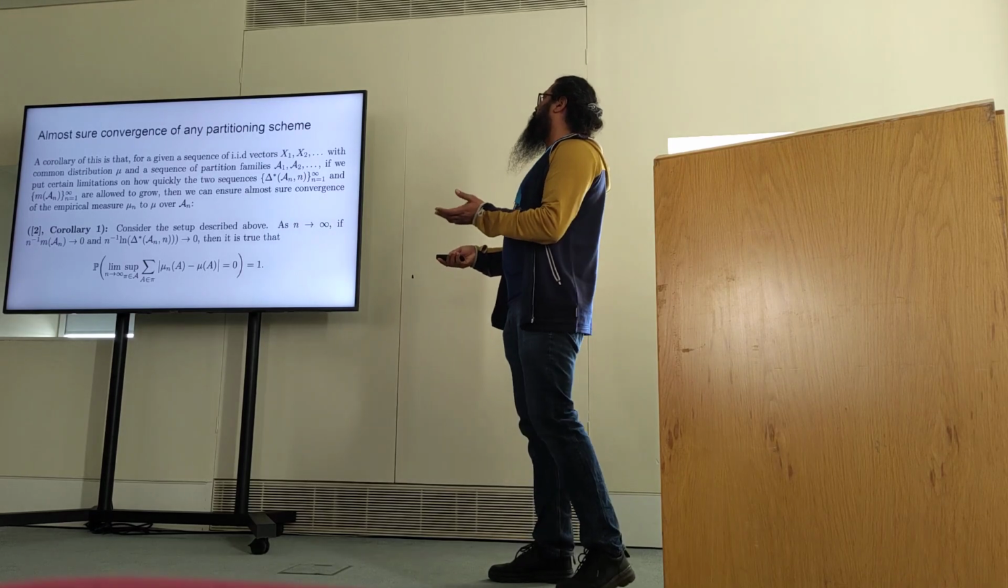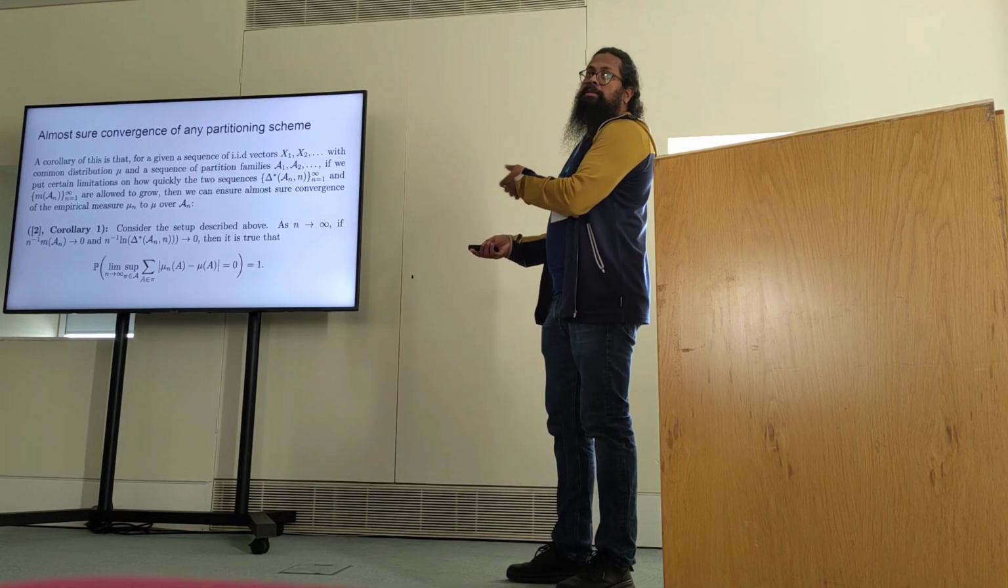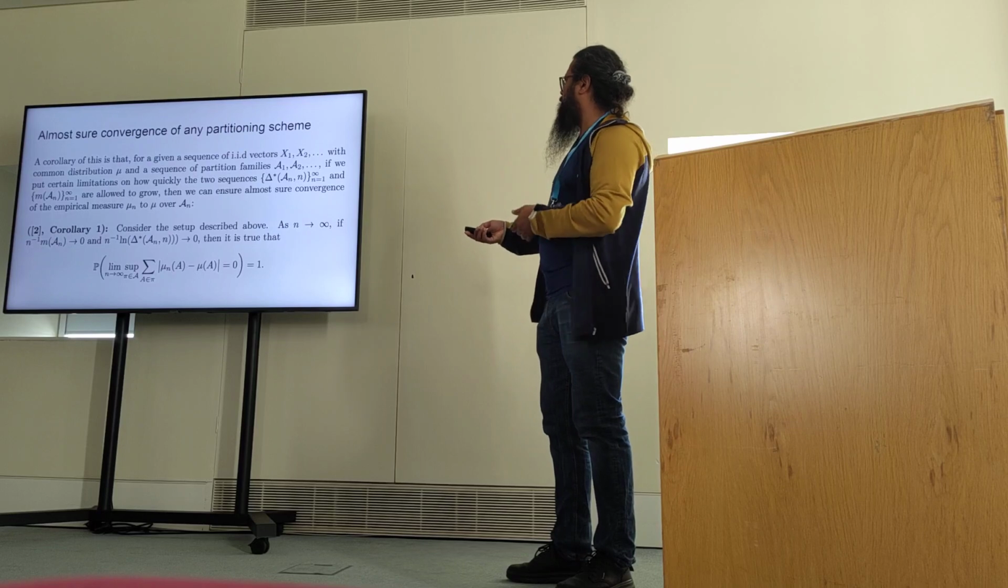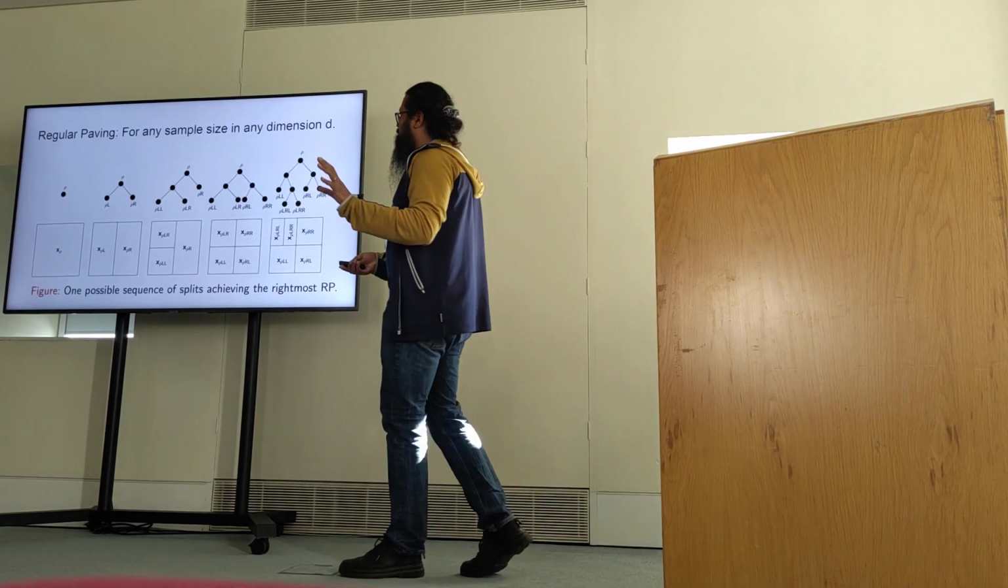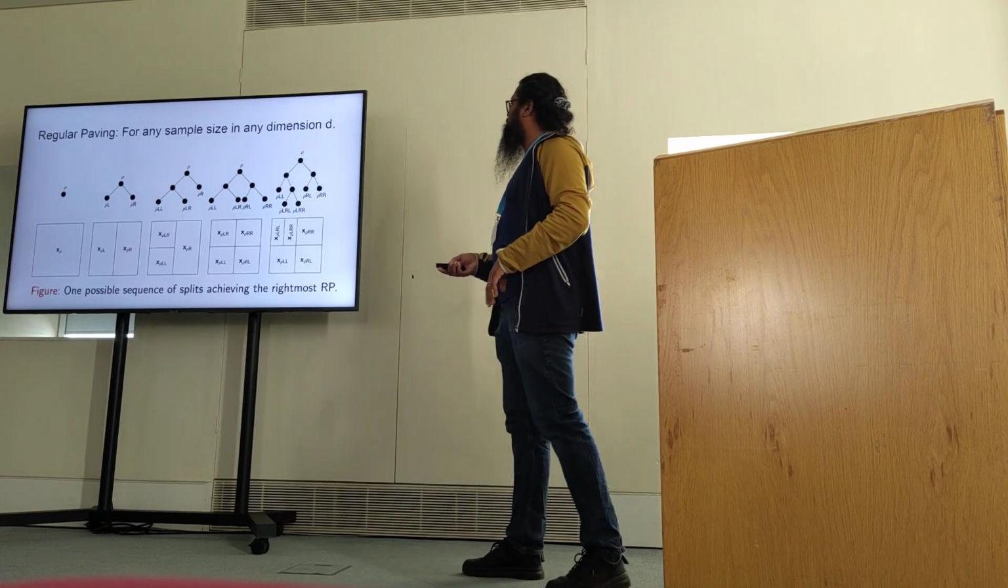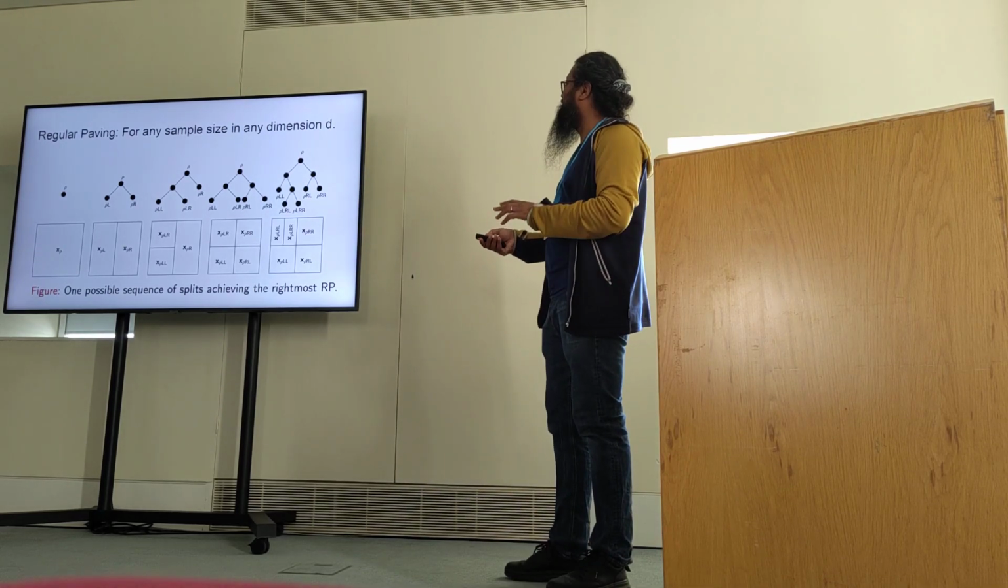And then the almost sure convergence of any partitioning scheme comes from the Lugosi–Nobel paper in 1998, Annals of Statistics. Okay, so I'm going to skip over that fast because it's more than 25 years ago. That's like ancient history in computer science at least.